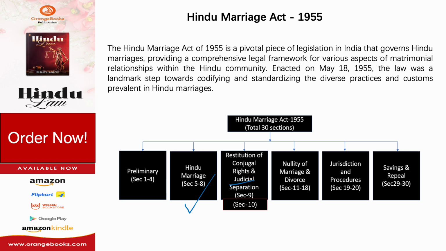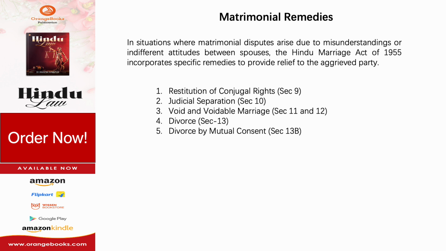Sections 11 to 18 deal with nullity of marriages, void marriages, voidable marriages, divorce, alimony, and maintenance. All those parts are discussed in Sections 11 to 18. We will see them in forthcoming videos.